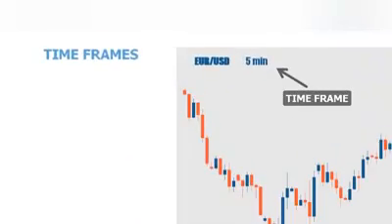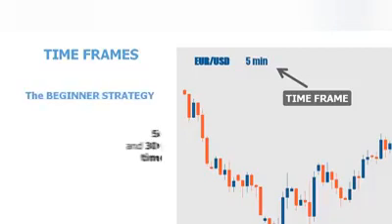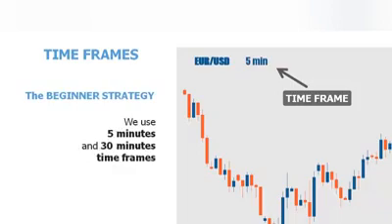Each candlestick shows the price development over a period of time. We refer to this as a time frame. A 5-minute time frame therefore means that each candlestick shows the price development over 5 minutes. In the beginner strategy, we use the 5-minute and 30-minute time frames.